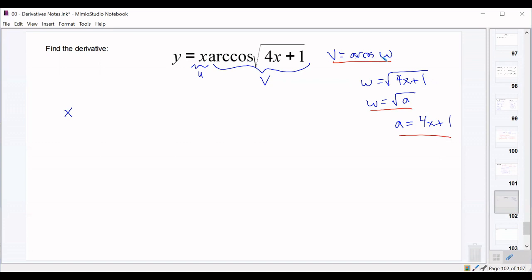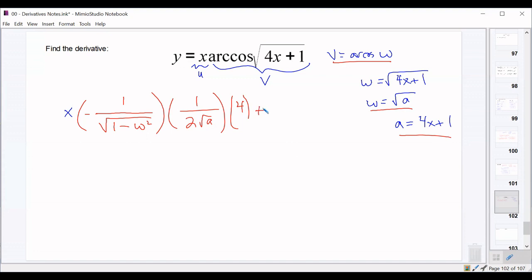The derivative of inverse cosine of w, or arc cosine of w, is negative 1 over the square root of 1 minus w squared. The derivative of w with respect to a is 1 over 2 root a, and the derivative of a with respect to x is just 4. Then we will add to that the derivative of u, which is 1, times v, which is just arc cosine root 4x plus 1.